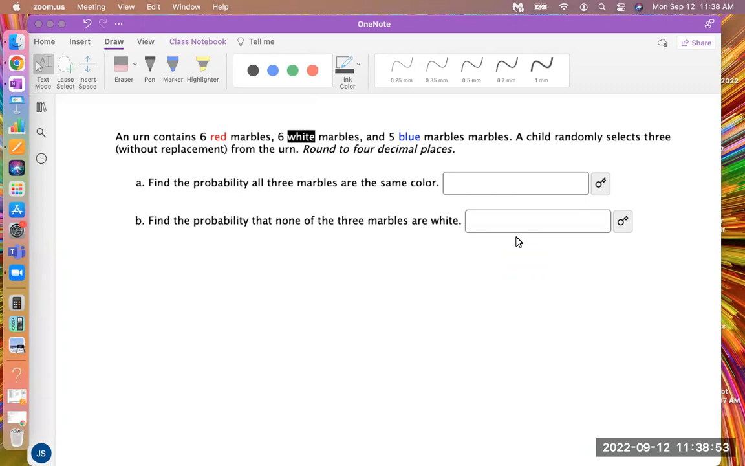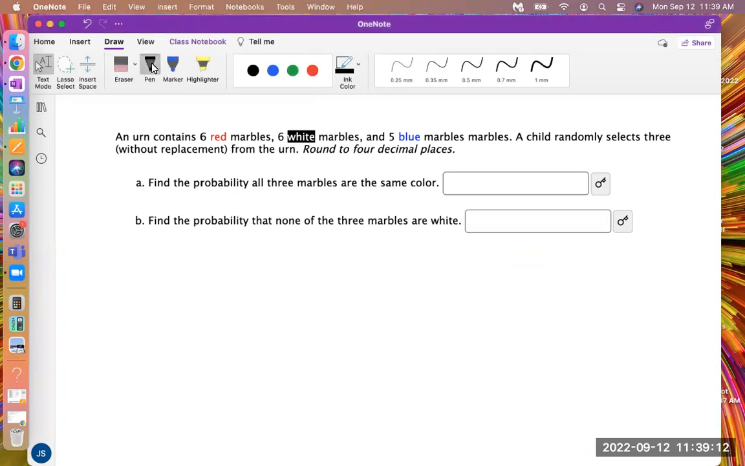An urn contains 6 red marbles, 6 white marbles, and 5 blue marbles. A child randomly selects 3 without replacement from the urn. Round to 4 decimal places. Find the probability all 3 marbles are the same color.